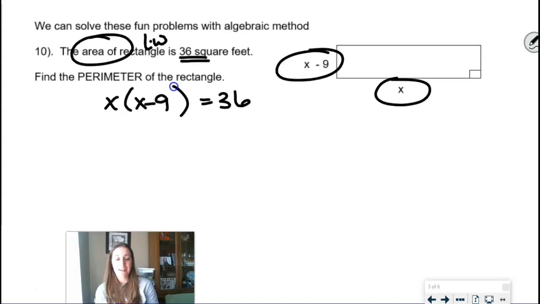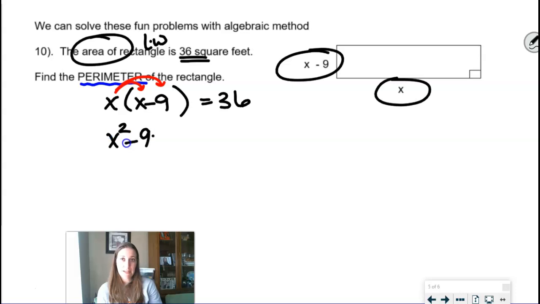x times x minus 9 is 36. Now, be careful. They want the perimeter at the end of this question. This is a bit of a trick question, and I've seen this on standardized testing before, so be very careful. We're going to go ahead and try to solve this through factoring since we've been factoring. And the reason I'm distributing the x is because number 1 says your quadratic has to say equals 0 on one side, and we don't have that. So I'm going to distribute, and we're going to get x squared minus 9x equals 36, and now I'm going to subtract that 36 over.